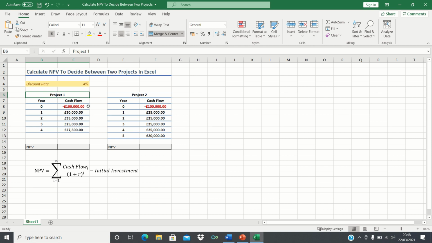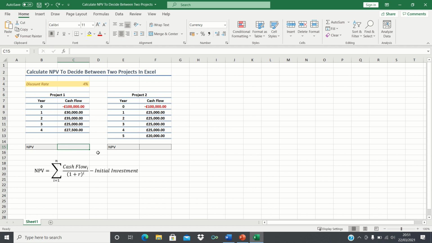Both have an initial investment today of £100,000. Project 1 has slightly higher cash flows, but only has a duration of 4 years compared to 5 years for Project 2. We're also going to assume a discount rate of 4%. Since we can't afford to invest in both projects, we want to decide which project to go for. We can determine this by using the net present value function.